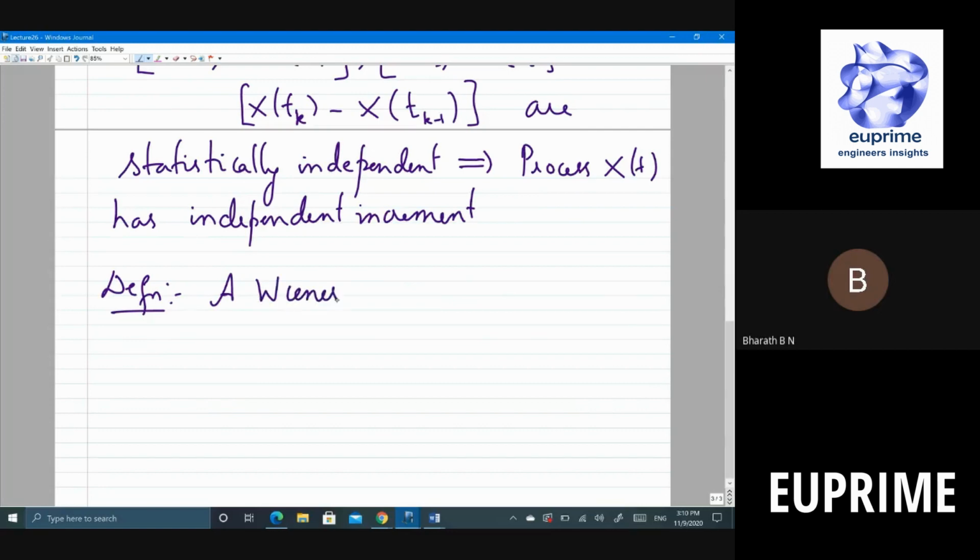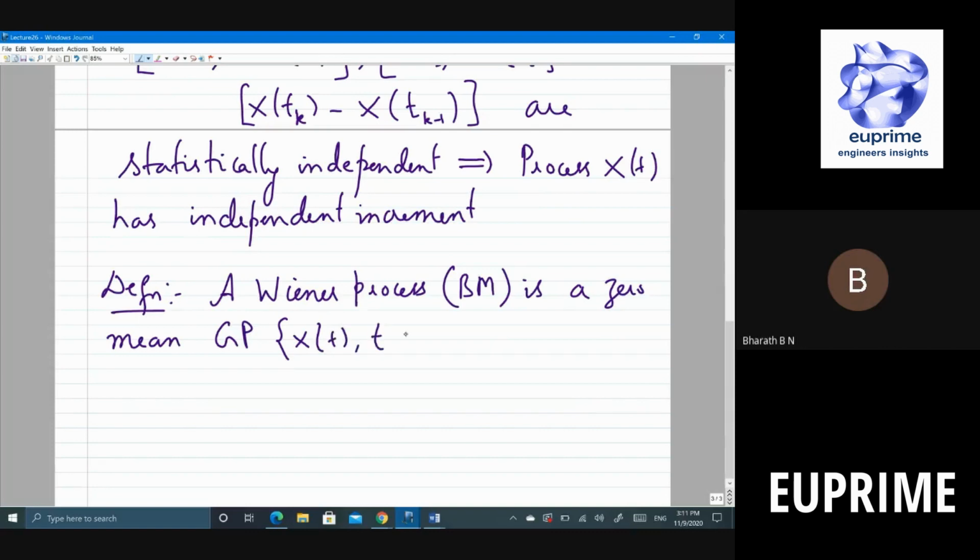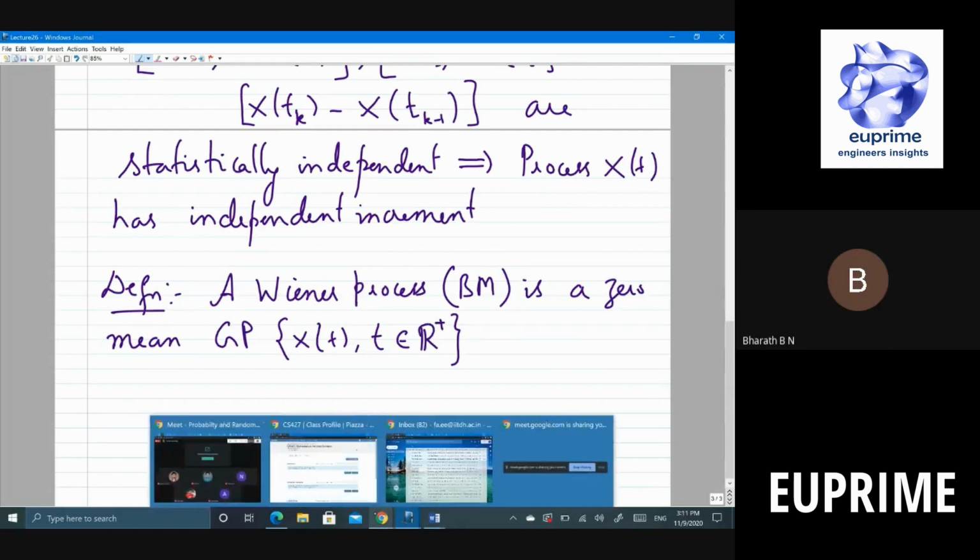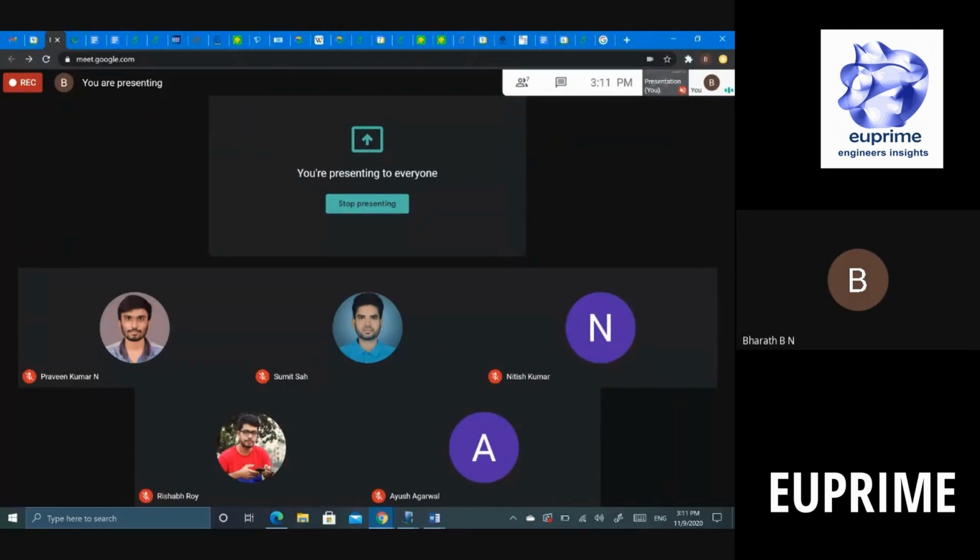Okay, so a Wiener process or a Brownian motion is a zero mean Gaussian process. I'll use GP for Gaussian process. You know what a Gaussian process is, right? Everyone knows what a Gaussian process is? Can somebody tell me? Nitish, can you tell me what a Gaussian process is? Okay, Ayush, can you tell me what a Gaussian process is?